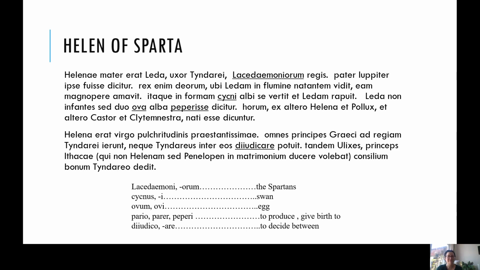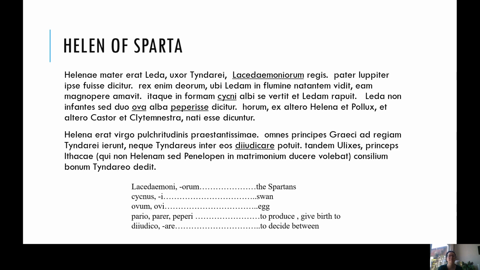Horum, of these, ex altero Helena et Pollux, from one, Helena or Helen and Pollux, et altero, from the other, Castor et Clytemnestra, that's Castor and Clytemnestra, nati esse decuntur, are said to have been born. So it's quite an unusual beginning, although if you've read into Greek myth at all, you get used to the unusual happening. So we've got bizarre things, but this is mythology. It's setting them apart. You do need to get used to strange things happening in translation passages, don't you? This is a useful preparation.